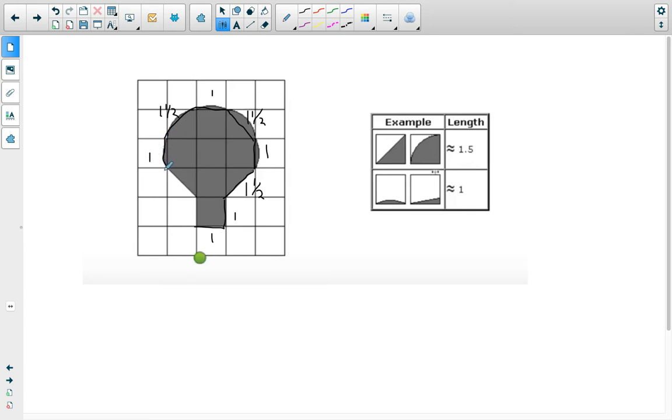One, 1.5. And lastly, 1. Now this is estimating. This is not exact. Those curves do not exactly equal 1.5. So it's just an estimate. 1.5 and 1.5 is 3. So I'm going to say my total is 6, 7, 8, 9, 10, 11, 12. So this would be 12. And we don't have units on here, so we'll just put a U for units.